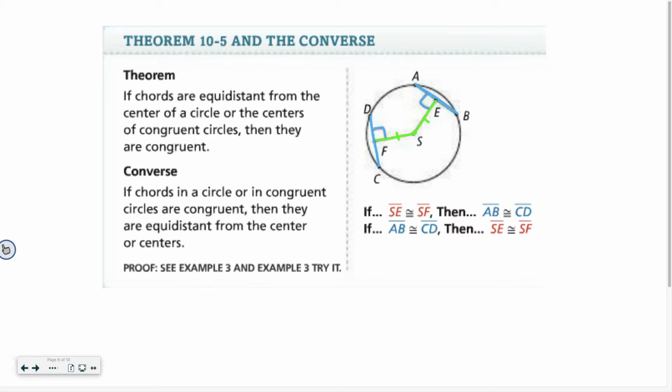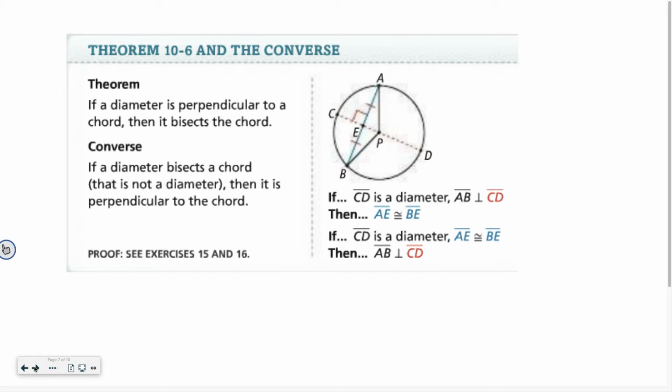But if you know that SE is congruent to SF, then you know that those two chords that they're touching are also congruent, and vice versa. If you know that AB is congruent to CD, you also know that SE is congruent to SF. Okay, so I'd say that one's probably the trickiest so far of what we've looked at.